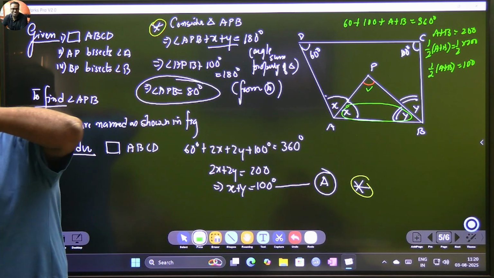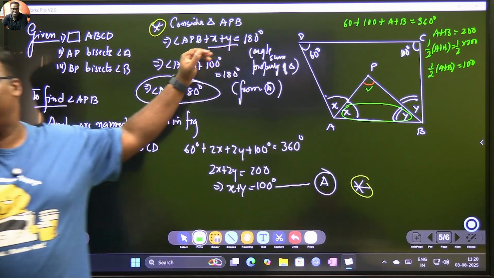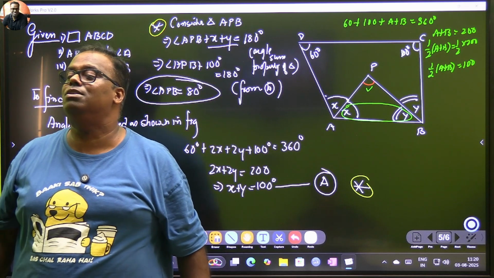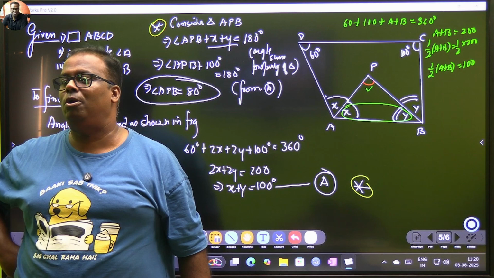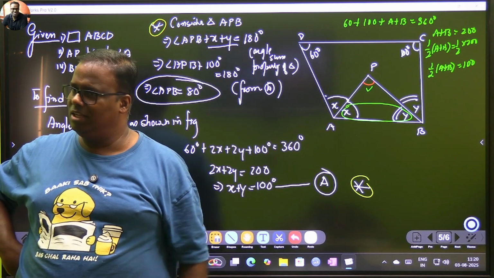Angle sum property, you are seeing it as angle sum property, but this is the sum of all the internal angles of a polygon, where the polygon has 3 sides. That's why it is a triangle.